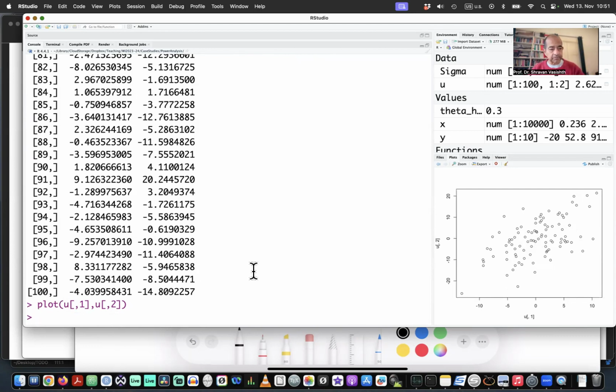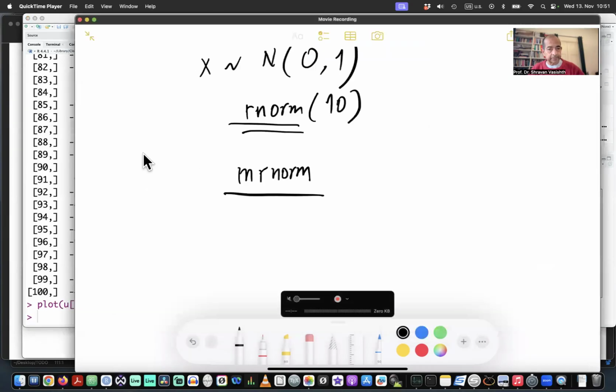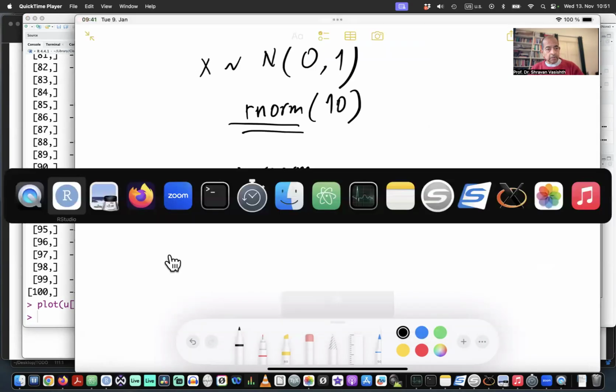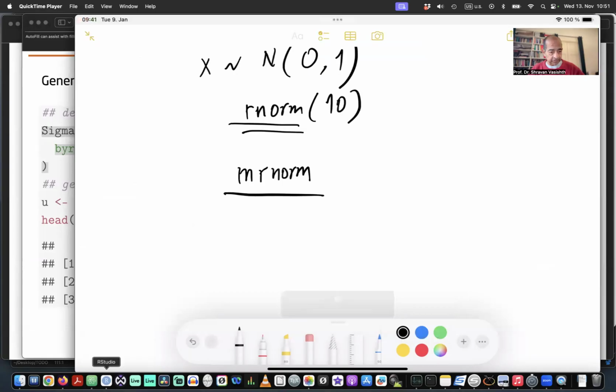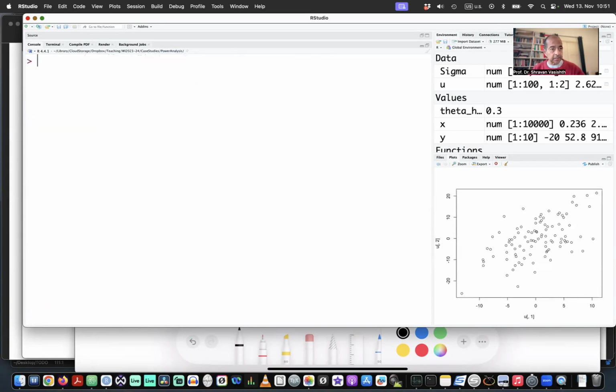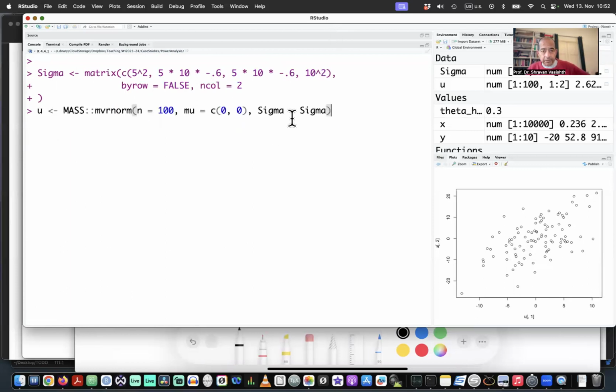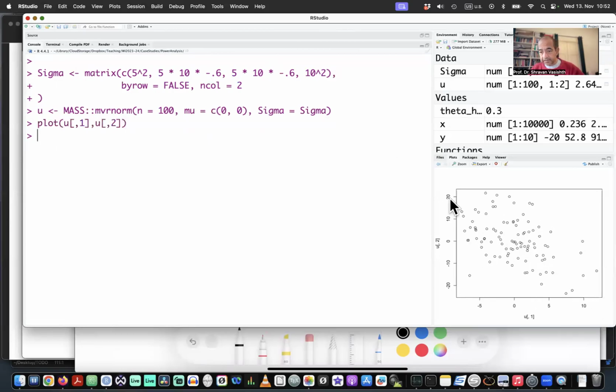If I had set my big sigma to be negative, right? Let's go back here. Here, right? If I had defined my variance covariance matrix in the following way, such that the correlation was not plus 0.6, but minus 0.6. Okay. Now I'm going to generate some random data with a variance covariance matrix which expresses a negative correlation between the two sets of values from the random variables. If I now plot these, you see that there's a negative correlation here.